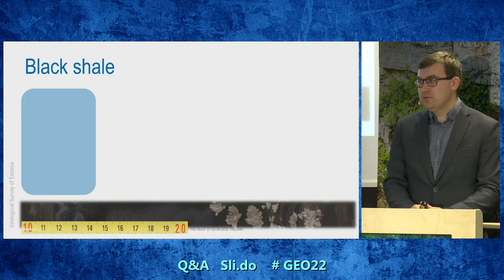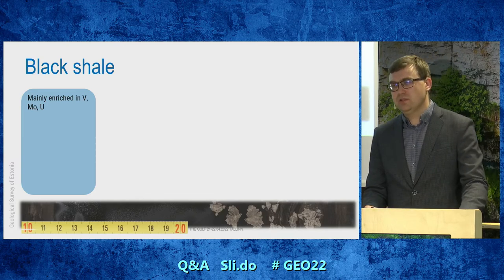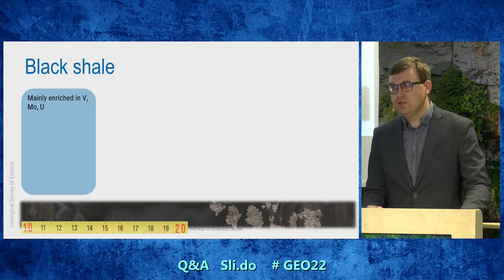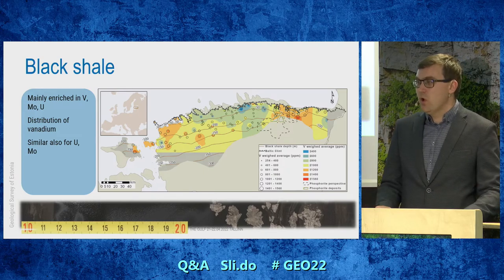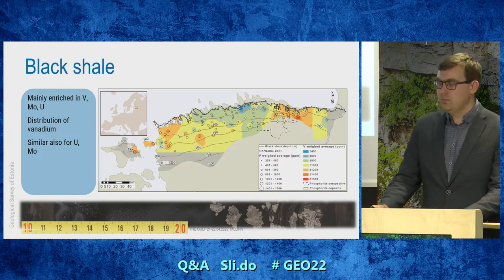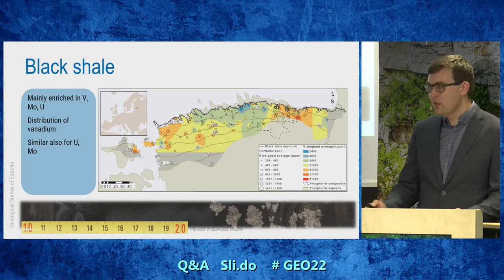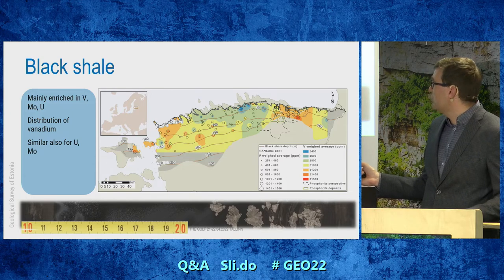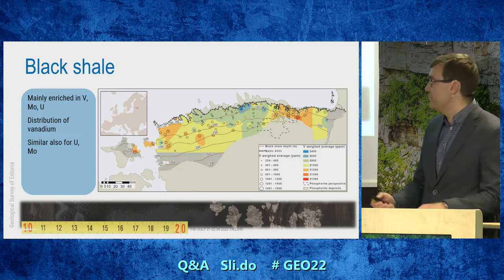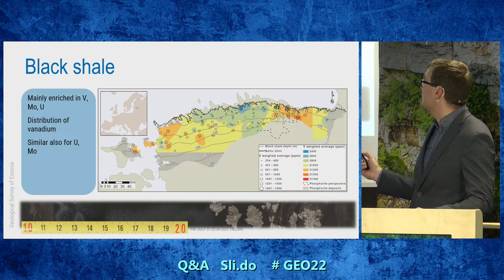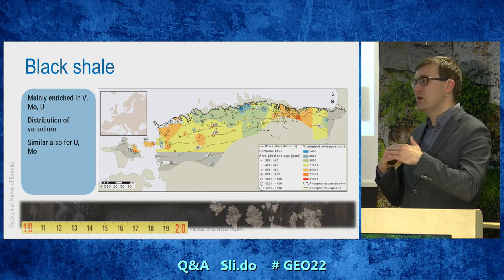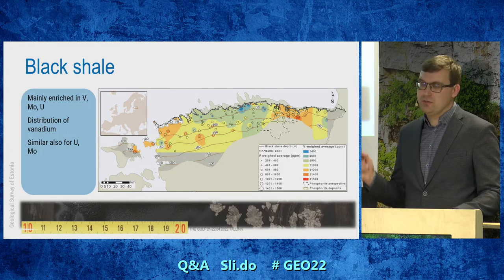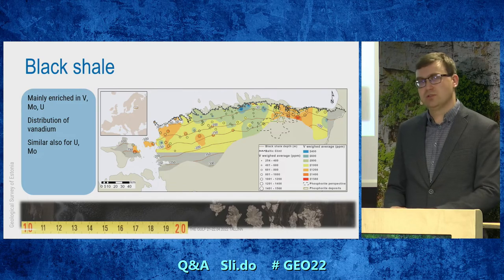Now a few words about the black shale. Black shale is an organic rich sedimentary rock that has enriched values in vanadium, molybdenum, and uranium. Black shale covers a wide band in northern Estonia and reaches basically from Narva to Hiiumaa. Here on this map, you can see the distribution of vanadium concentrations. The highest concentration is in the same region that overlaps the phosphorite deposits. And if you remember, the black shale interval is just above the phosphorite. Similar trends you can also see in uranium and molybdenum concentrations.